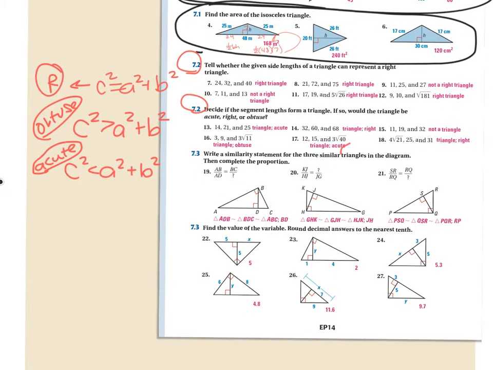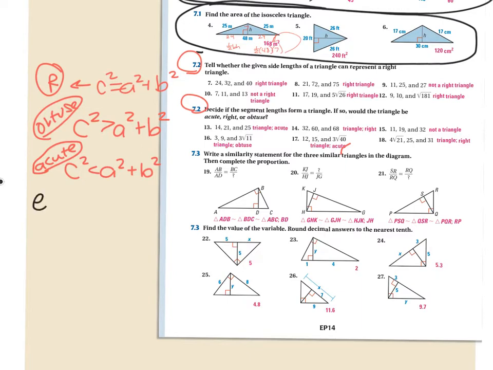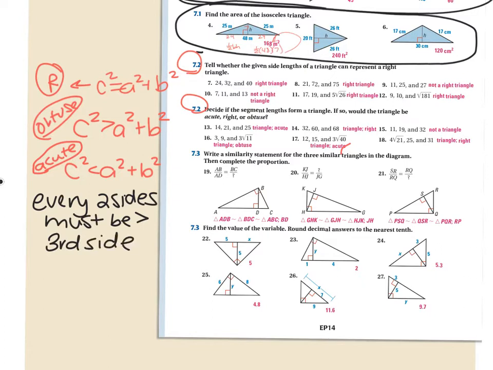And then the question comes, can it even be a triangle? In order for that to be true, every two sides must be greater than the third side. So add the two smaller sides up, make sure it's bigger than the third side. Like this one says not a triangle because if I add 11 and 19, I get 30, and 30 is not bigger than 32.